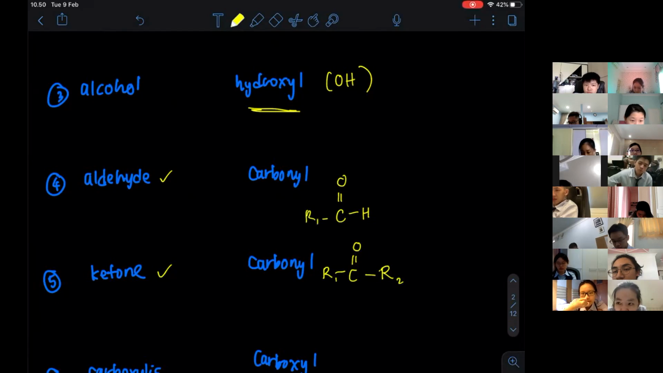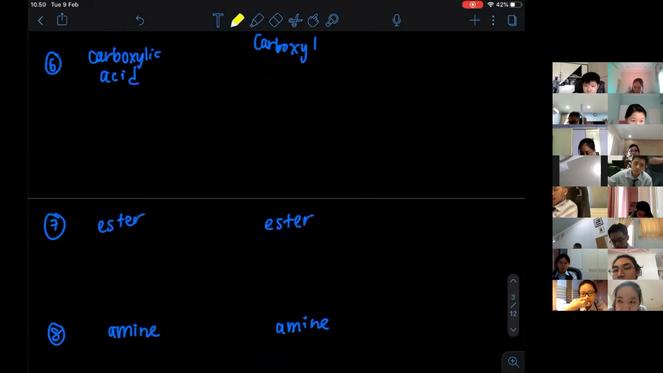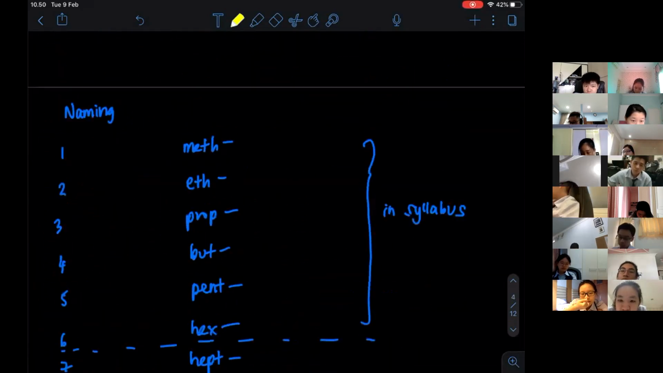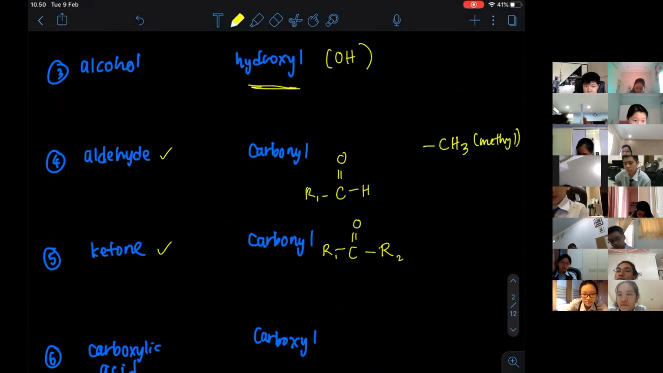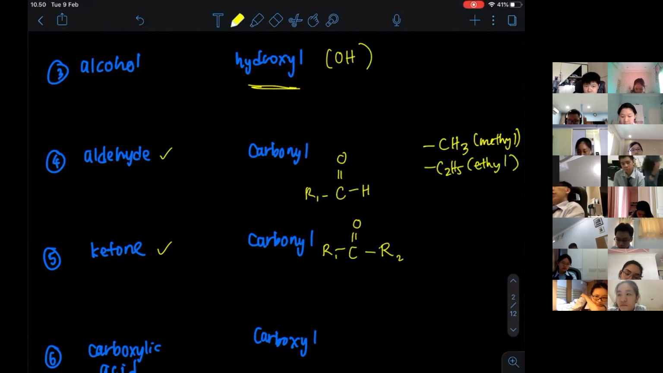So what are alkyl groups? I already introduced alkyl groups to you. Alkyl groups are basically carbon containing groups, and they have hydrogen. So for example, CH3 is going to be methyl. This is also called an alkyl group. It can be C2H5. This is called ethyl group, with 2 carbons. So they are going to be alkyl groups.